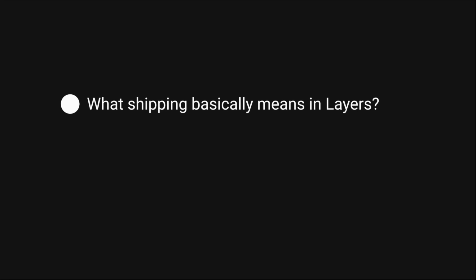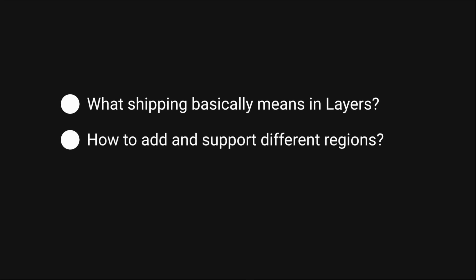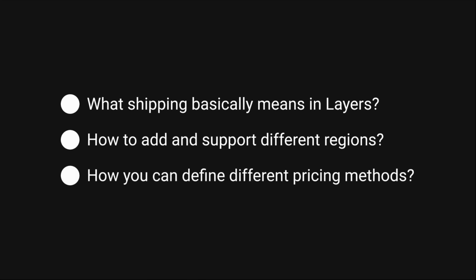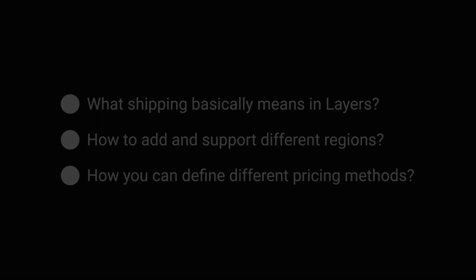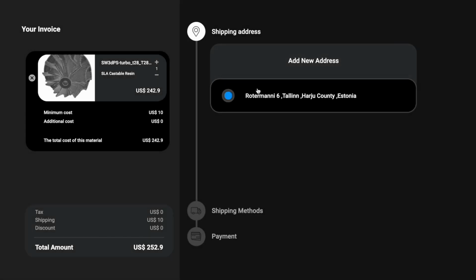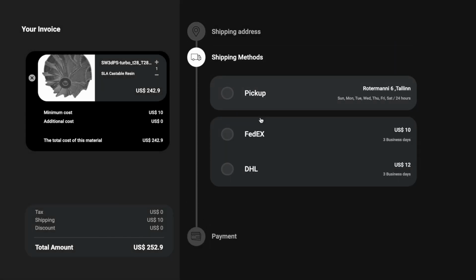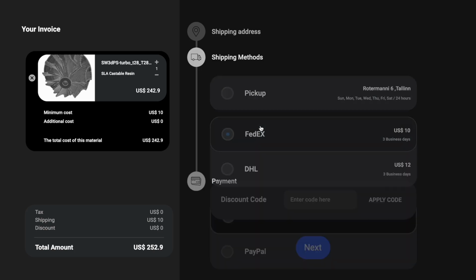In this video, I will talk about what shipping basically means in Layers, how to add and support different regions or limit your area of service, and how you can define different pricing methods. In checkout page, after your customer choose their preferred address, they can define different shipping methods for it. Shipping in Layers means different ways in which you deliver products to your customers.